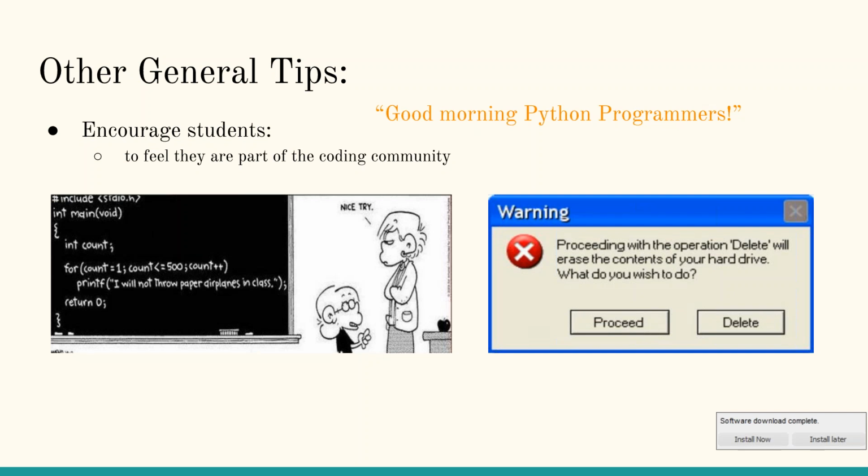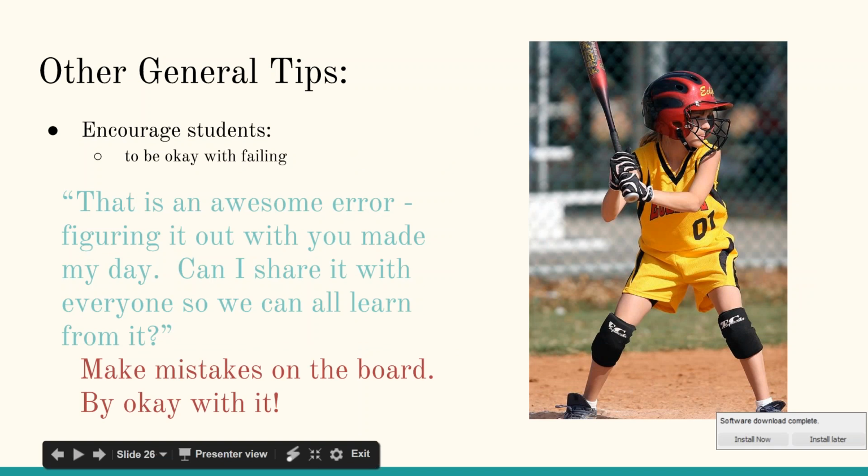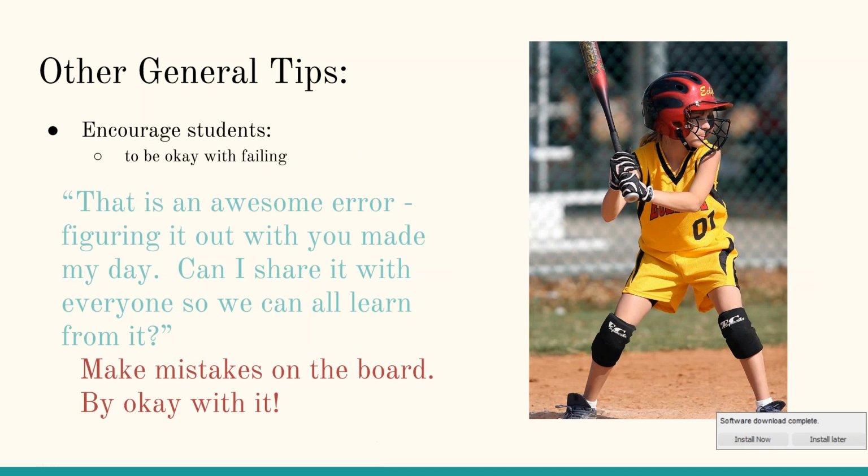So it's just encourage them. Encourage them to be okay with failing. I always use the example at the beginning of the year that it's like batting average in softball or baseball. The majority of people miss. More people miss than they hit the ball. And that's what coding's like a lot as well. It's very rare to get through an entire program without making at least one mistake. And that's to be expected, and sometimes it's to be honored.